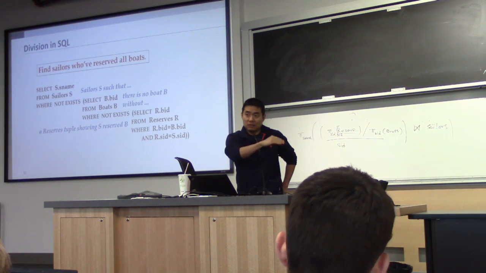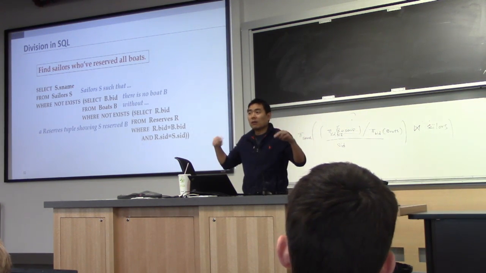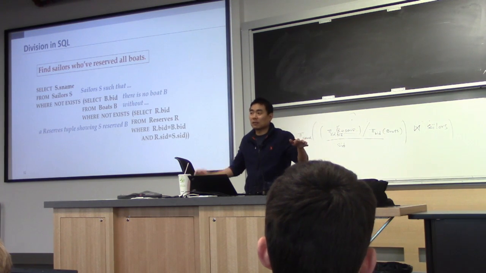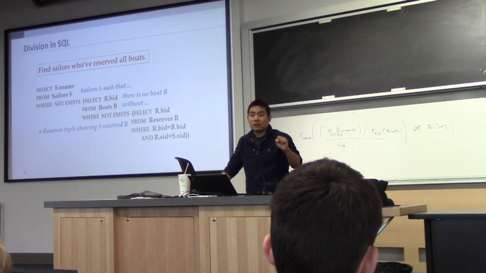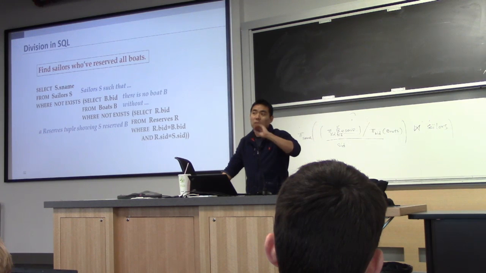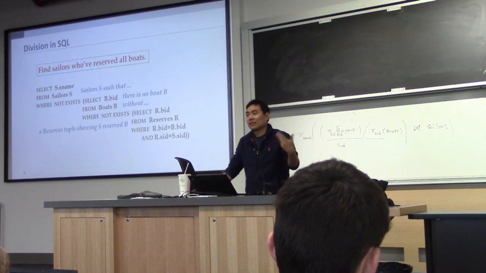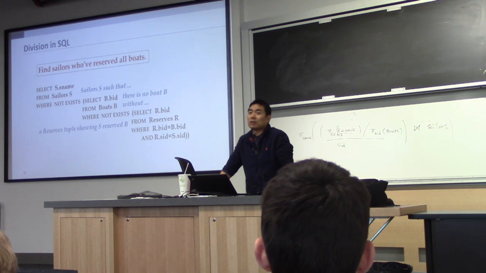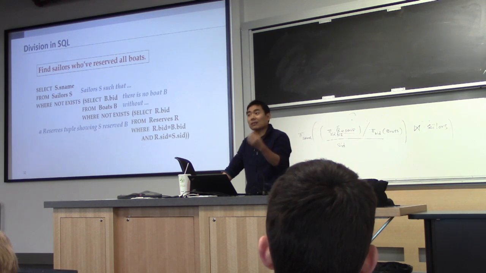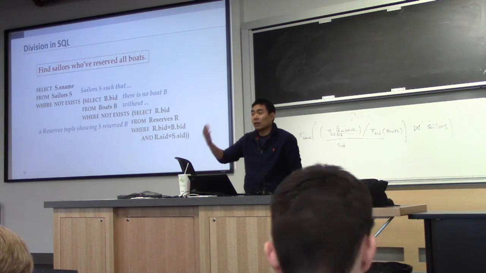Boat ID. Okay? And what's the output of this? Division is sailor ID. There's no need for you to do another projection at the end of the day. This is totally unnecessary. It's not wrong, but you're just projecting yourself out and getting the same thing back. This already returned you a list of sailor IDs.